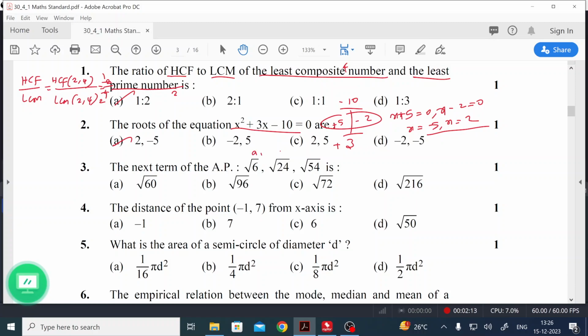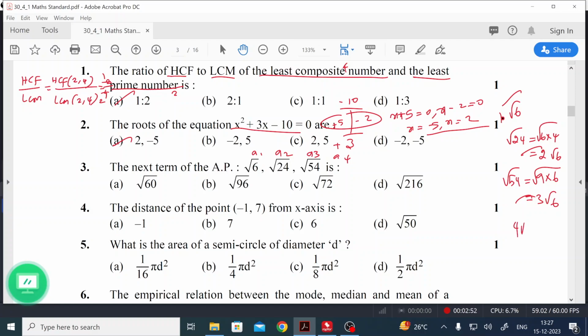Here, next term of the AP. This is term 1, term 2, term 3, term 4 they are asking. Before that we will simplify all those things. Term 1 you will leave as it is. Term 2 we can simplify. Term 2 is root 24. So we can split 24 into 4 times 6, am I right? So how will you write? 2 root 6. So here 1 root 6, here 2 root 6. Then root 54, how will you say? 9 times 6, am I right? So you will be getting 3 root 6. So 1 root 6, 2 root 6, 3 root 6.